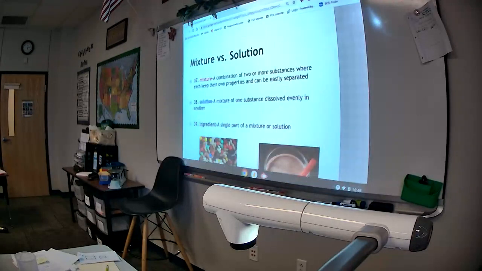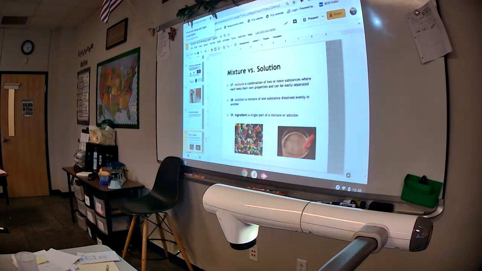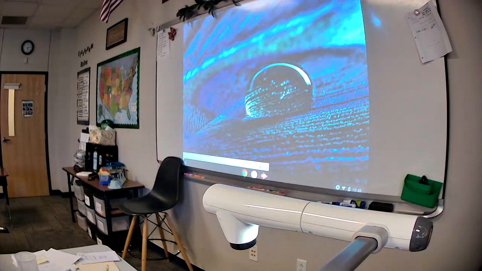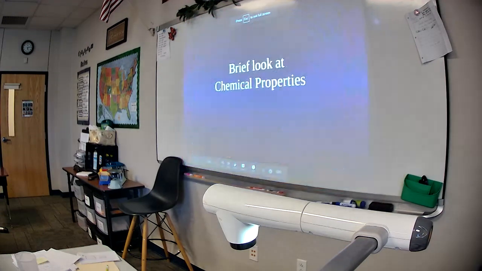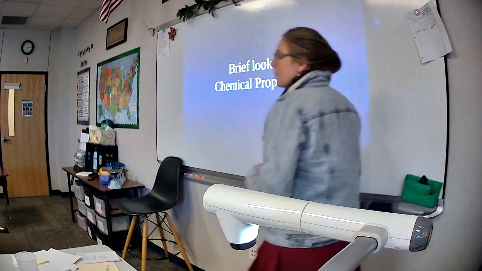Alright, now we're going to go on to note number 4 and quickly look at physical and chemical changes. Here it is. So, we have talked so far about physical properties.